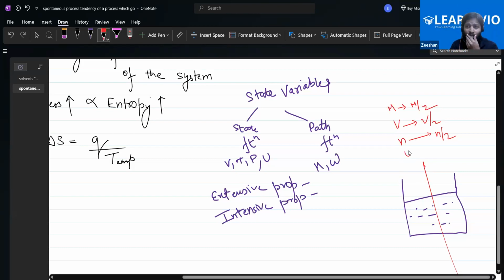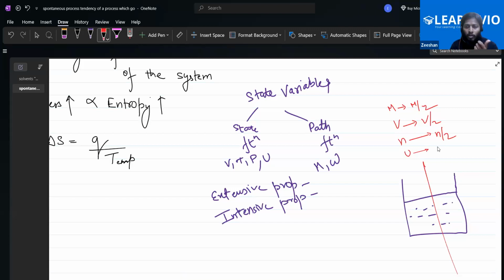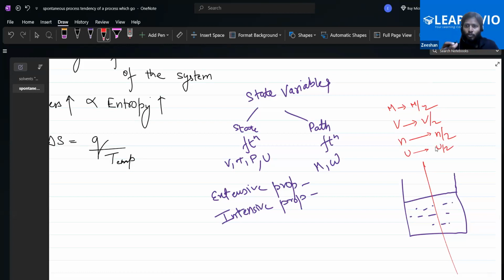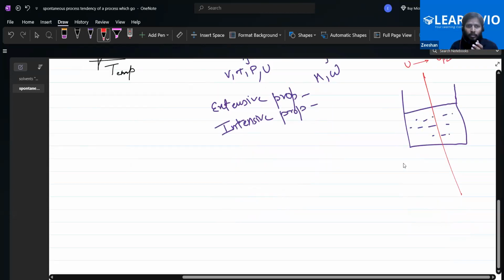Do you remember what internal energy is? No problem. Internal energy also becomes half. It is temperature dependent and it also depends on the number of molecules you have. So the molecules are reduced, mass is reduced, so internal energy is also reduced, right? Yes, sir.